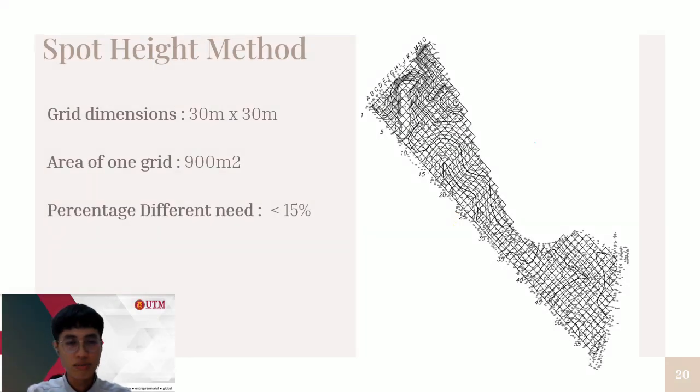To conduct the spot height method, the site layout was divided into many small grids. The existing level and proposed level of each corner of each grid are inserted in Microsoft Excel. Then the difference between the average existing level and also average proposed level of each grid is determined to find out the volume of difference. The dimension for each grid is 30 meters times 30 meters, so the area of one grid is 900 square meters. And the percentage difference of the total cut volume and total fill volume, we need to make sure that it's below 50% to save the cost.